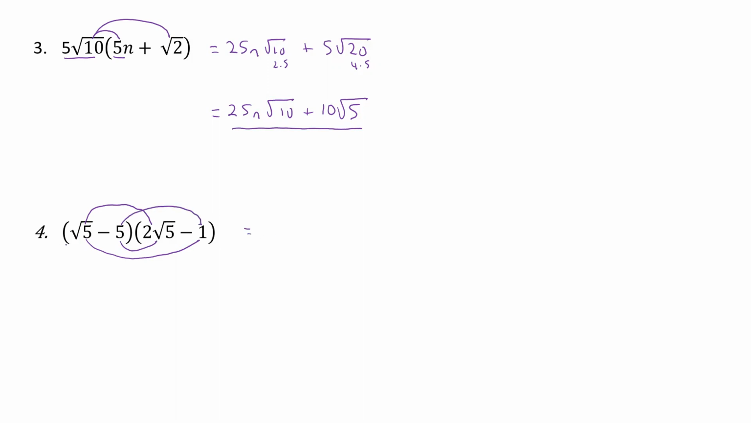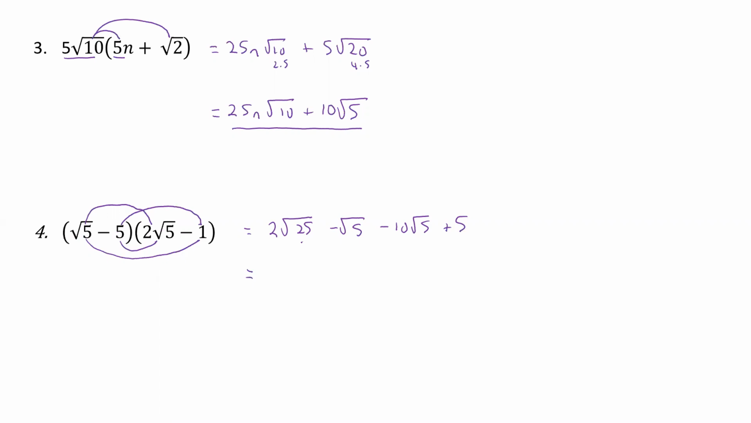And so when we do that, the first times the first, square root of 5 times 2 times square root of 5, well, that's going to be 2 times the square root of 25. Then we have outer, so we have a negative 1 times the square root of 5, so it's a negative square root of 5. Now the inner, we have 5 times 2, so that's going to be a negative 10 square root of 5. And here we have a minus 5 times a minus 1, so it's going to be plus 5.